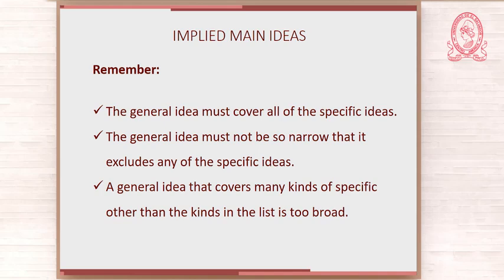Langan points out that when you are looking for the general idea, you have to remember these points. Number 1, the general idea must cover all of the specific ideas. Number 2, the general idea must not be so narrow that it excludes any of the specific ideas. And number 3, a general idea that covers many kinds of specific ideas other than the kinds in the list is too broad.